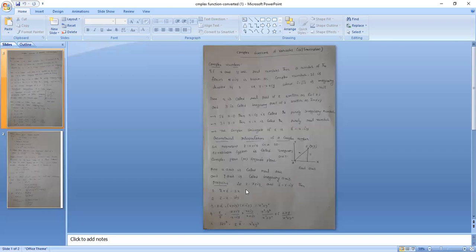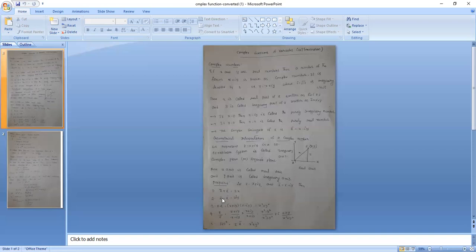Properties. Suppose we take z equal to x plus iy, then its conjugate is z bar equal to x minus iy. Now, as in the real number system, we can apply addition, subtraction, multiplication, and division. In a similar manner, it has the same type of properties. Addition of two complex numbers, subtraction of two complex numbers, multiplication of two complex numbers, ratio of complex numbers, like that.